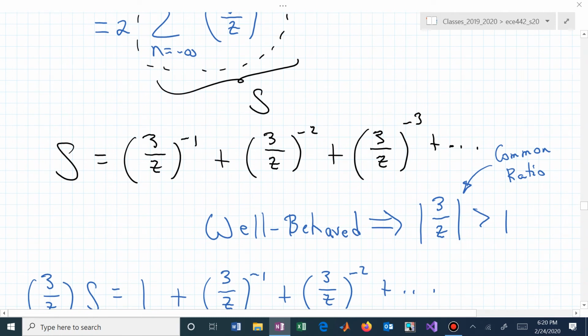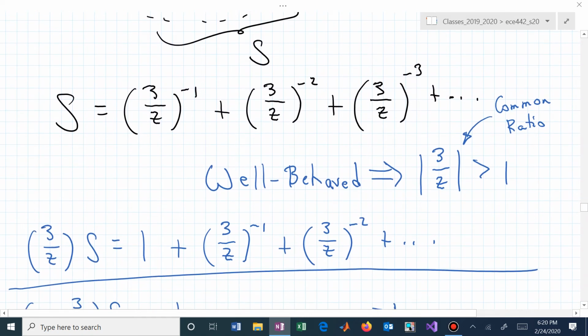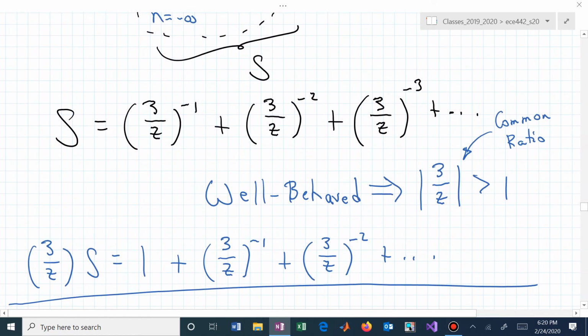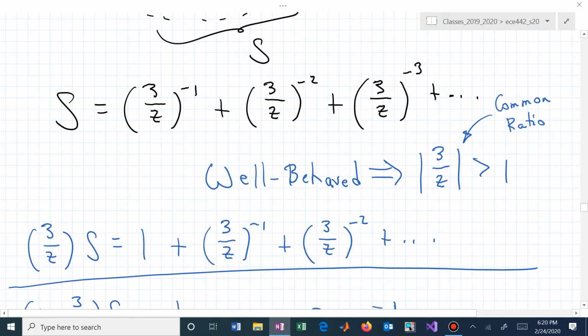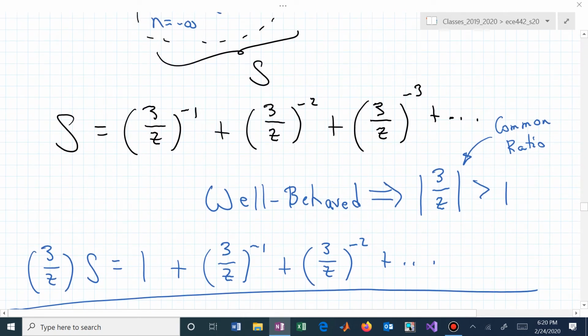I may be doing this differently than what we've done before, but I'm trying to do it a little differently each time, so that maybe one time it goes, oh, that now makes sense, or I didn't think of it that way. Hopefully one of these ways it will start clicking. Now we can scale that original equation by that common ratio, 3 over z. And we end up with 1 plus 3 over z to the minus 1 plus 3 over z to the minus 2. You know what's going to happen.